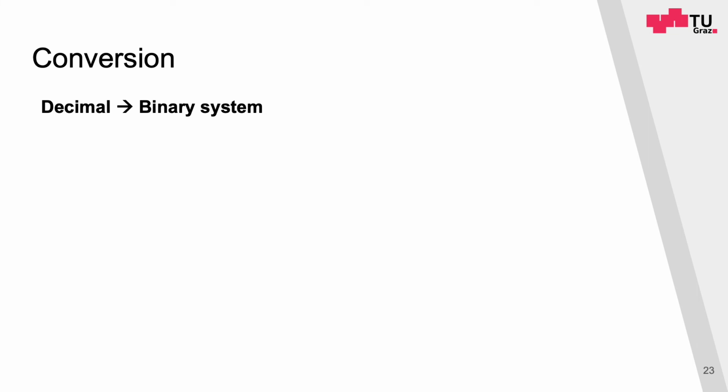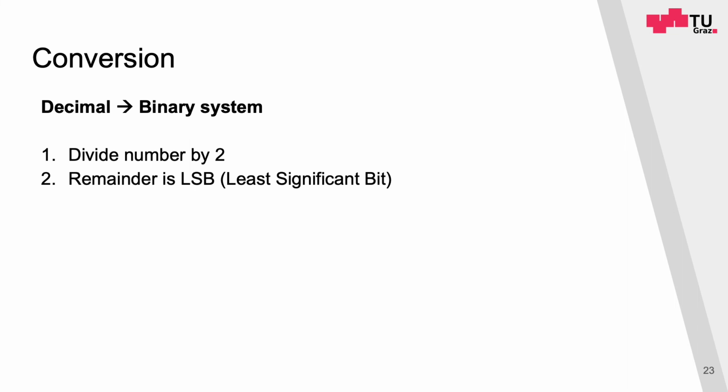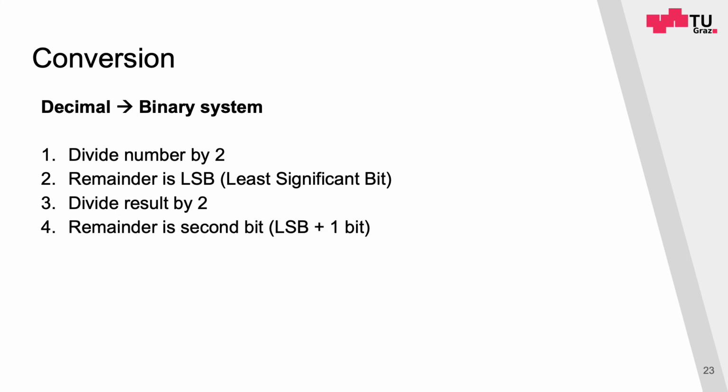So now let's look the other way around. How can we convert from decimal to binary? The first step is we divide the number by 2. Then the remainder is the LSB, the least significant bit, the rightmost bit. And then we divide the result again by 2, and the remainder is then the second bit, so the LSB plus 1 bit. And we repeat until the result of the division is 0.